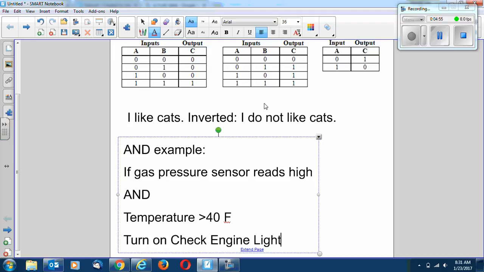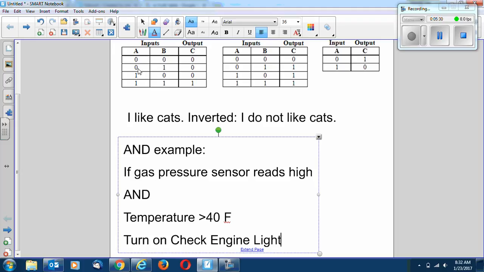All right, guys. So as you can see, if you look through this truth table and look at my example, you will see that this is all true, right? So for example, here is my option A. My gas pressure sensor reads low because I got a 0. My temperature is below 40. Well, my output over here is the check engine light, and it also reads a 0, of course, right? There is no problem with the pressure, and the temperature is less than 40.